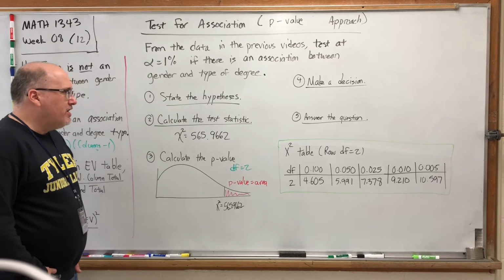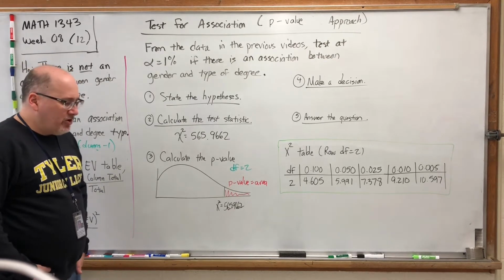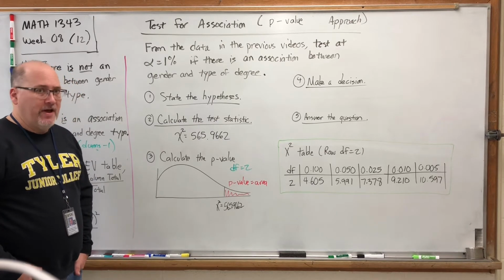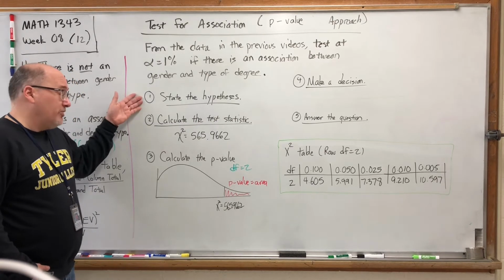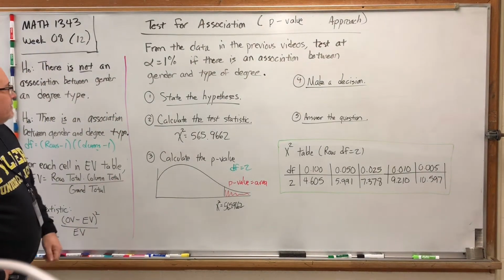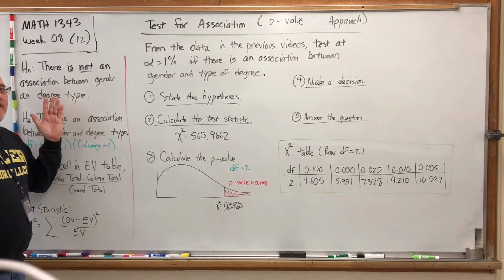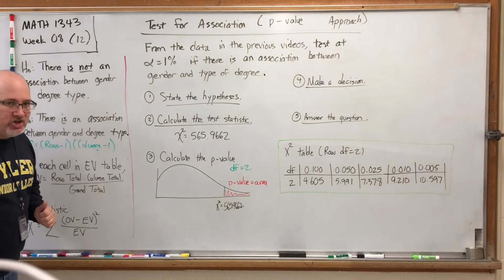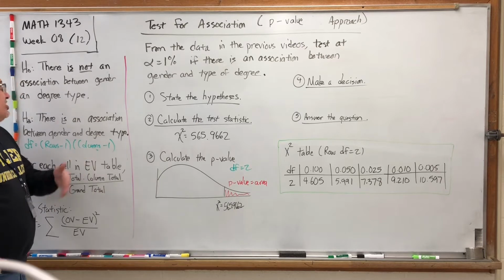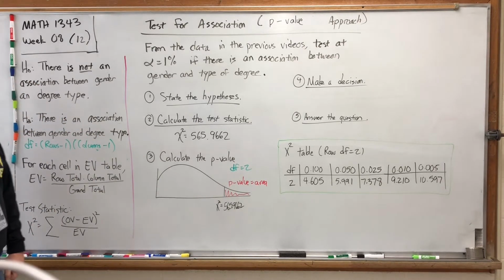Just a reminder about those steps for the p-value approach, how they're similar and different from the steps for the critical value approach. The first step is still the same, state the hypotheses. As a reminder, for a test for association, the null hypothesis is always there is not an association between, in this case, gender and degree type, and the alternative hypothesis is, yes, there is an association.